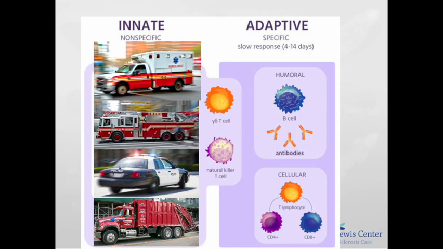Your innate immune system is like your emergency response system, right? Just imagine if you had a city or town with no fire department and no police and no garbage trucks. Things would fall apart really quickly. If you have a problem with your innate immune system, these are the people who are immunocompromised and get sick really, really fast.